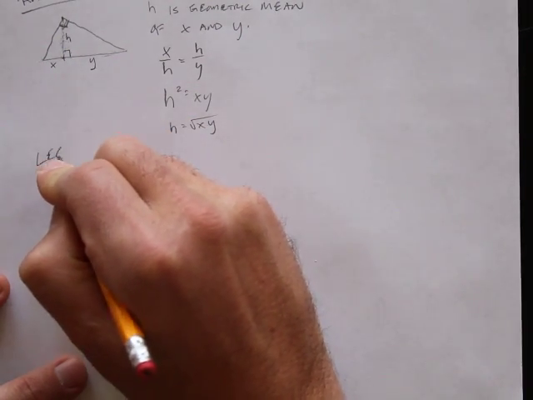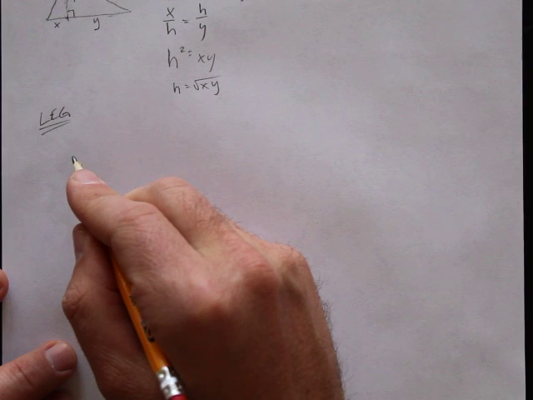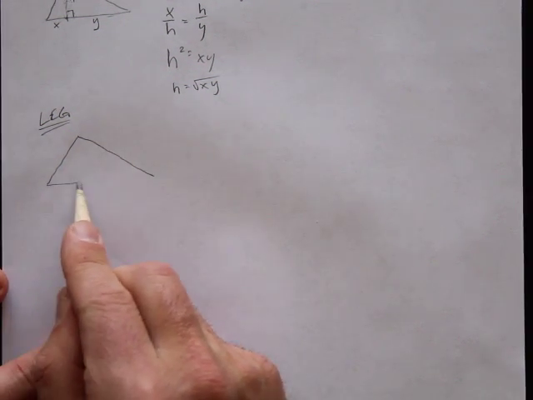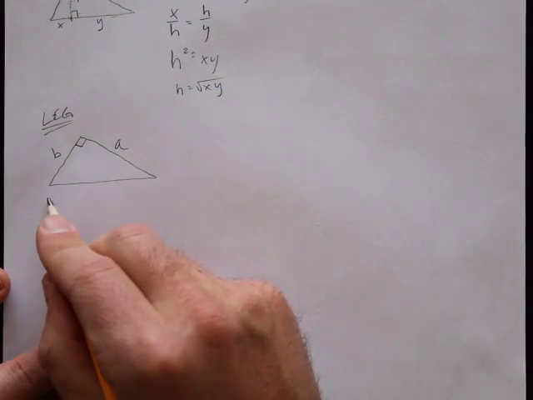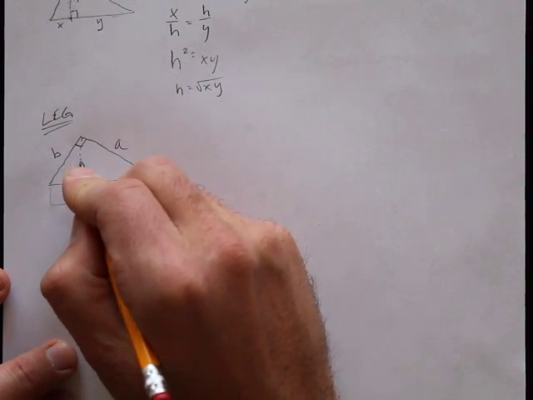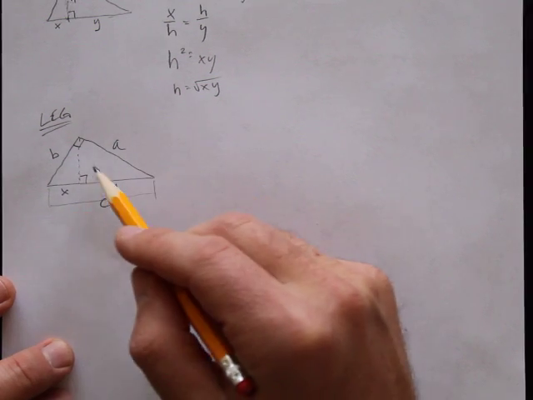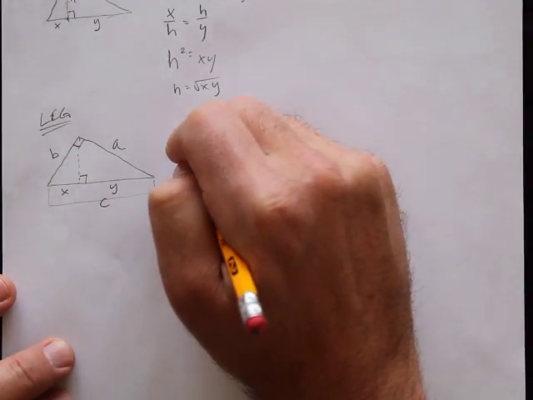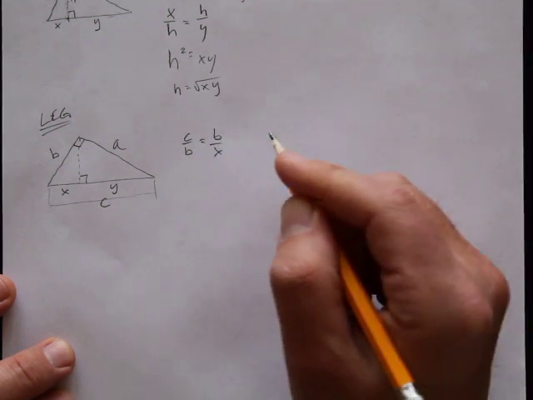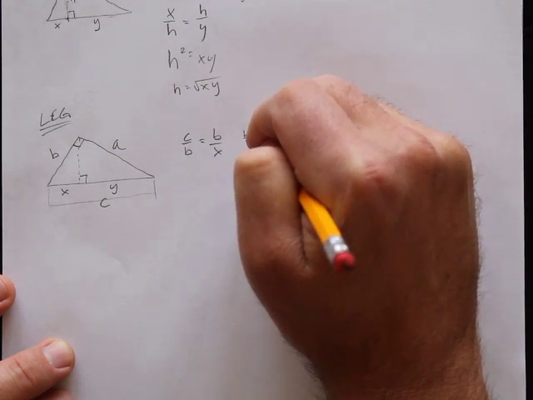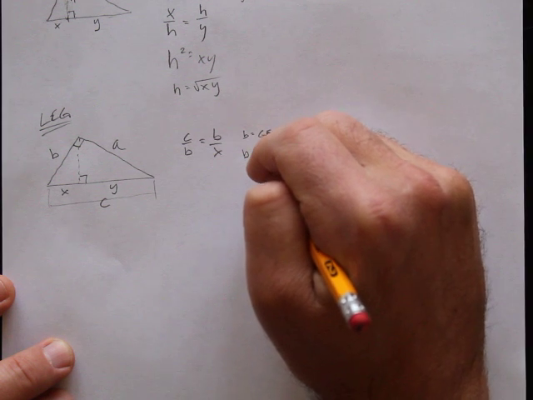So here is the altitude one here, and then now we have a leg one here. So let's draw another triangle the same way that we did just moments ago with a right angle here. We've got this side A, this side B, and this side here is going to be C. And then we have an altitude here, and this is X and this is Y. So there are some proportions that we can use based on this configuration here. So C over B equals B over X. So B is the geometric mean. B equals the square root of C times X.